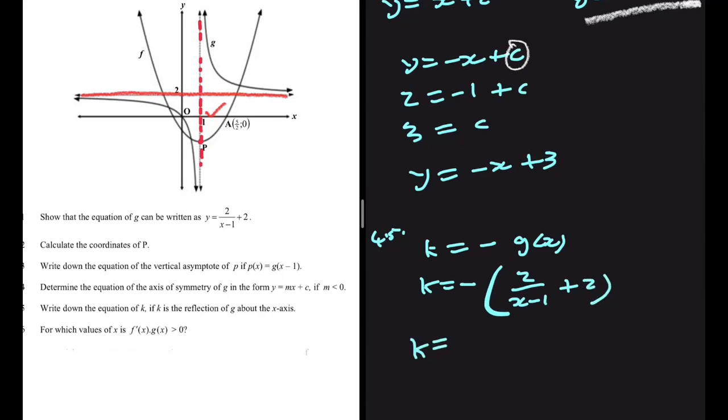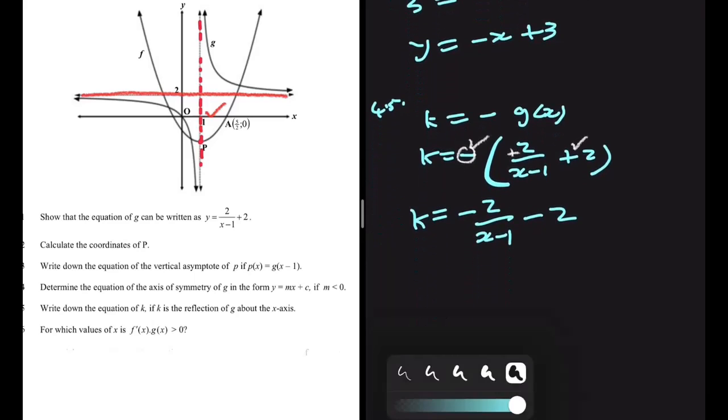k will be equal to, so we have negative multiplied by positive, which will give us negative, right? So we're going to have negative 2 divided by x minus 1. And then negative multiplied by positive will give us negative again. So we just have minus 2. And just like that, we have k. k is equal to minus 2 divided by x minus 1 minus 2.